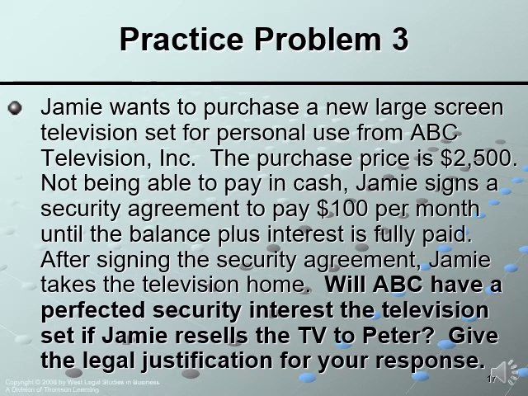However, now Jamie is reselling. If that's the only way, through an automatic PMSI in a consumer good, that you got perfection, that perfection will be destroyed by resale. So as soon as Jamie resells to Peter, ABC is no longer a perfected secured creditor. That perfection is destroyed and they're only a secured creditor, so they become an unperfected secured creditor. So the resale destroys ABC's perfection.